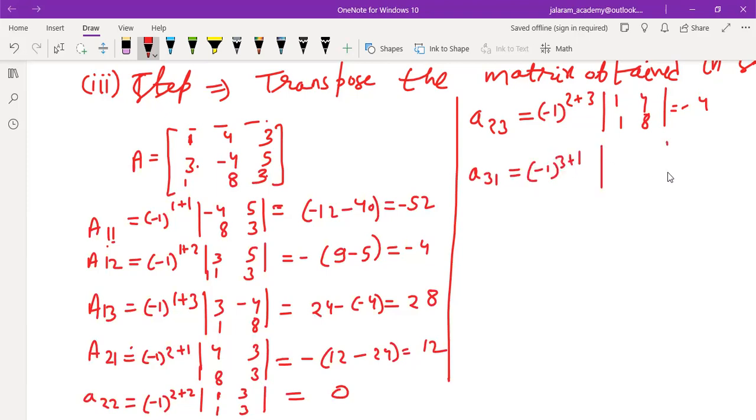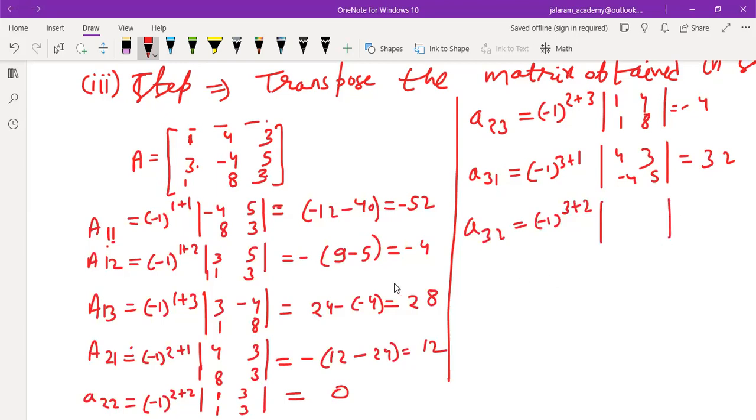Then we find the cofactor A31, which means minus 1 to the power 3 plus 1. Clearly it will be multiplied by plus 1. So there will be no effect on the value of the determinant, which is obtained by deleting third row, first column. 4 3, minus 4 5. 4 5s are 20 minus 12. 20 plus 12, 32.